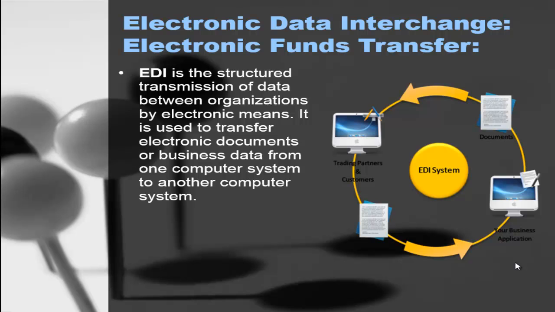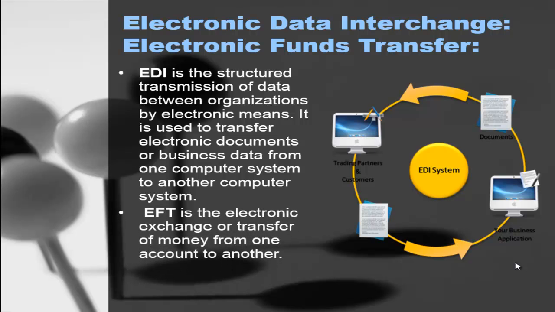In simpler terms, we can say it is used to transfer electronic documents or any business data from one computer system to another computer system. If we have to share our business documents or some kind of business data from one computer system to another computer system, it is called electronic data interchange. And the second term is electronic fund transfer. It is the electronic exchange or transfer of money from one account to another account.